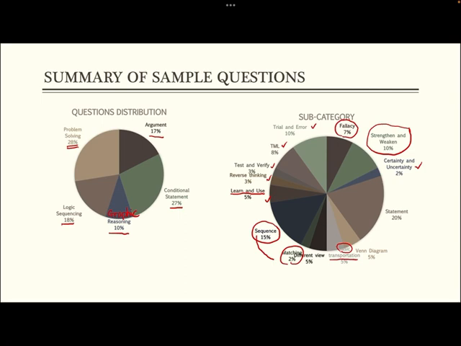So you can see problem solving, conditional statement, logical sequencing, argument, graphic reasoning. Comparatively, the percentage in each question category is very similar to the previous sample test. So that's what you're going to expect to see in your real test, the distribution of the questions.